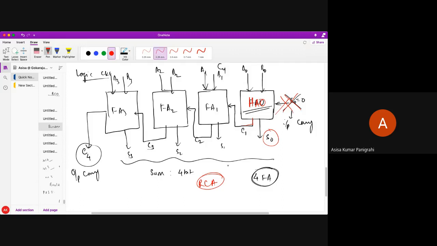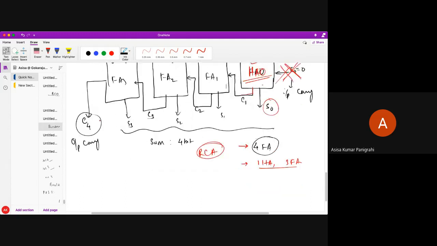Do you all understand? I can design with the help of 4 full adders, or I can design with the help of 1 half adder and 3 full adders. So this is the way I can design with 1 half adder and 3 full adders. Else I can design with all 4 full adders. So this is the way my design will be. So now the next question.